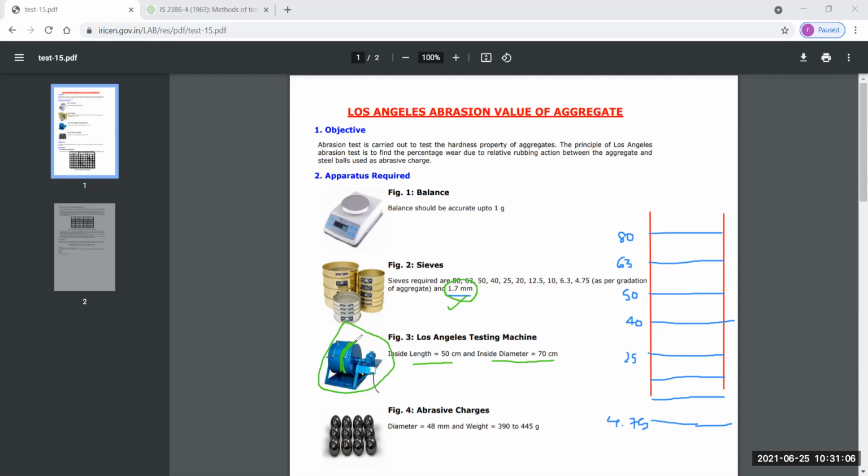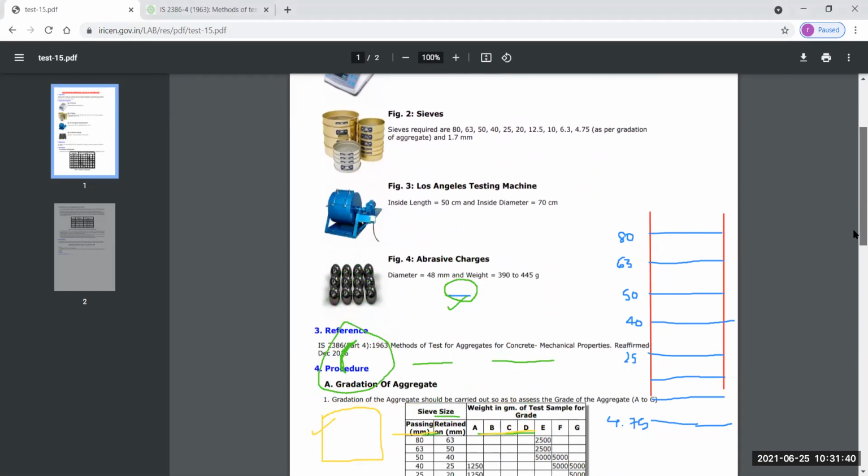So the abrasive charge diameter is equal to 48 mm and weight is equal to 392.445 gram. Basically the abrasive charge will be given by our steel balls. If you carefully see here, these are our rounded steel balls, which have a diameter equal to 48 mm, and the weight varies between 390 and 445 gram.